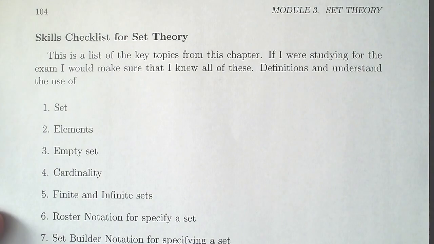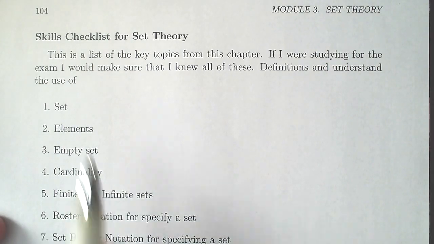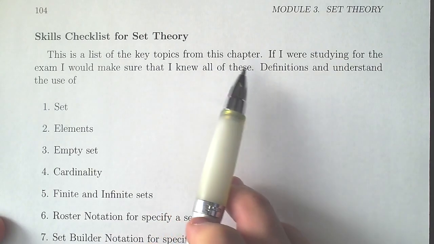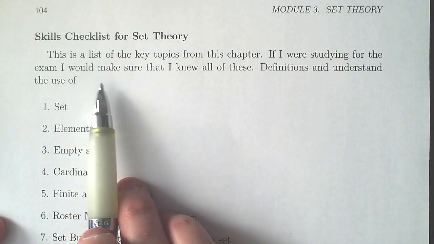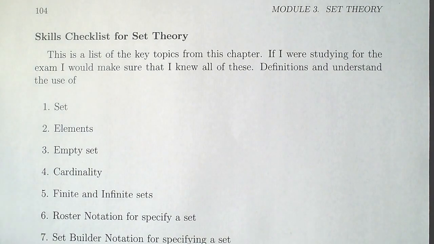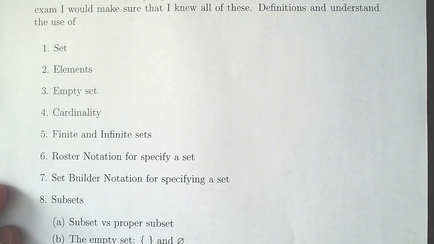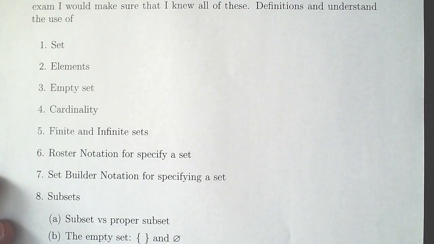So I really like that towards the end of each chapter, there is kind of a summary page like this. So it's a list of key topics. It says if I were studying, I would make sure I knew all of these. I think in Chapter 2, we had a lot of formulas. And in Chapter 3, we don't. We don't have a lot of formulas, but we do have a lot of definitions. So you know what kind of student you are.